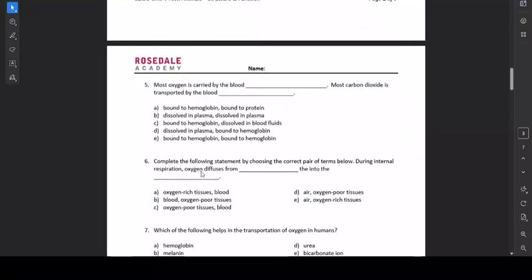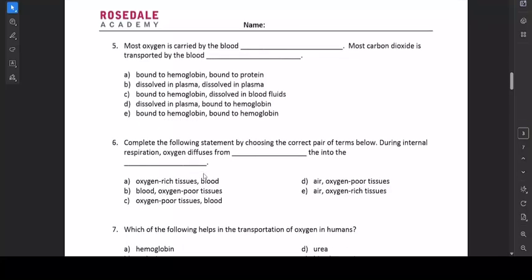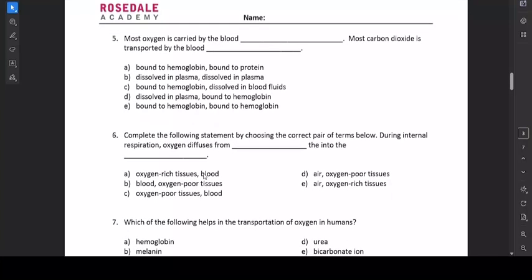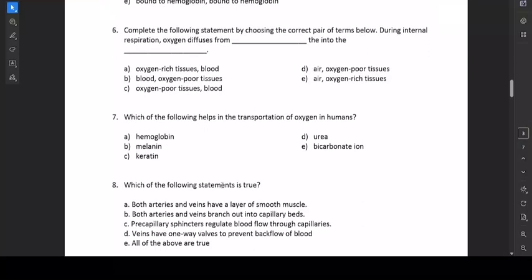Complete the following statement by choosing the correct pair of terms. During internal respiration, oxygen diffuses from the blank into the blank. First we have to understand it's internal respiration. Oxygen will not diffuse from oxygen-rich tissues, but oxygen will diffuse from the blood into the oxygen-poor tissues. We're transporting oxygen into the tissues that need it, so essentially they get some oxygen. Very simple.